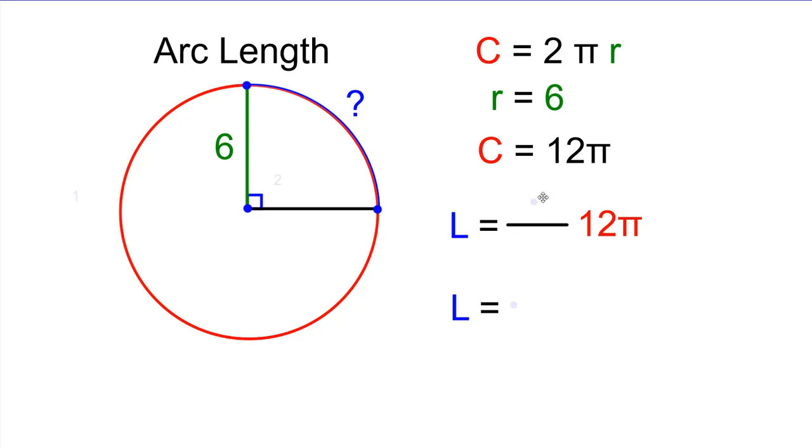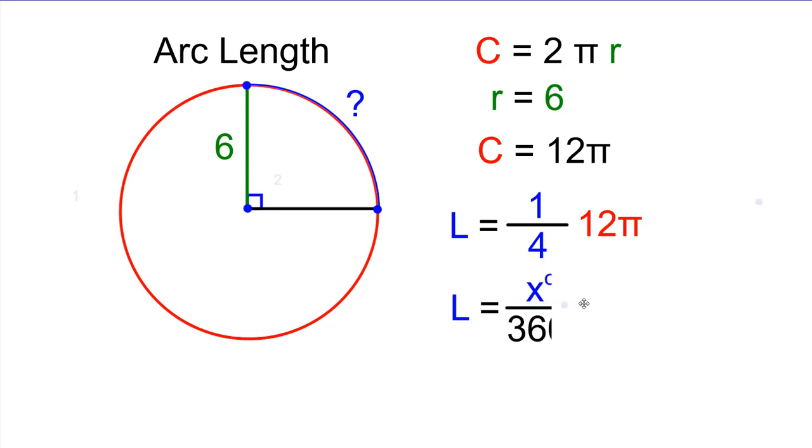So our arc length is going to be some fraction of the full 12 pi. So we don't want the whole red 12 pi here. We just want the blue arc, right? The measurement of the blue arc. So what fraction would I use? Well, our clue is going to come from the central angle. In this case, it's 90 degrees. And we know this would be a quarter of a circle, right? So it's a quarter section. So 90 divided by 360, or simplified, just 1/4. So what's 1/4 of 12 pi? If the whole thing is 12 pi, this part would be a fourth of that, which is going to be equal to 3 pi.